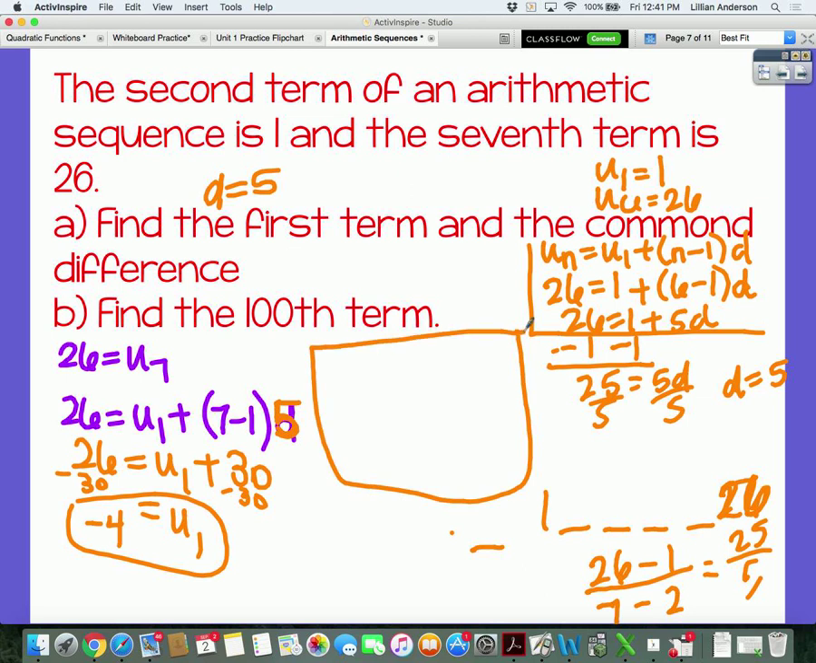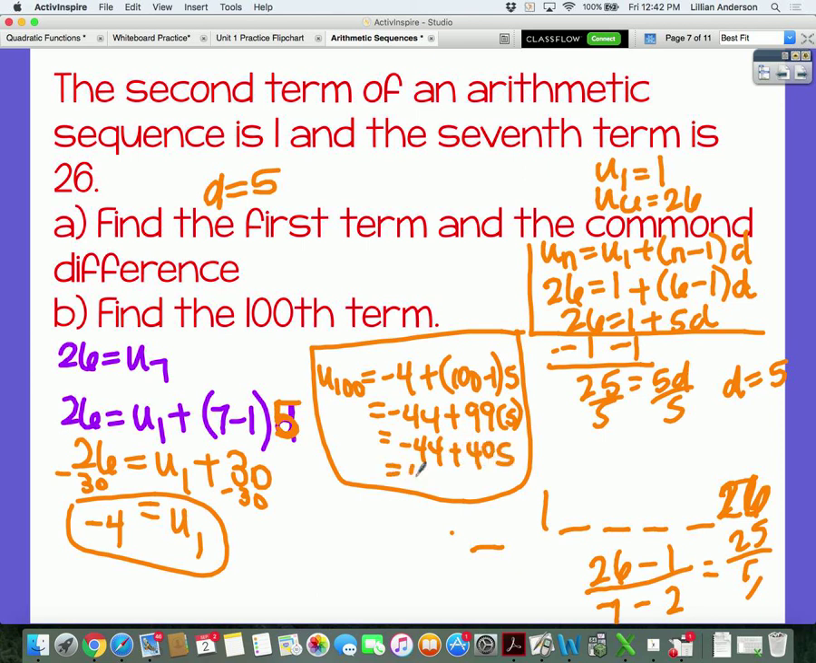491. So you plug in 100 for n. Your first term is negative 4 plus 100 minus 1 times 5. What's 99 times 5? 495. You subtract that and 4. 491. So it's not 44, it's 4. It's just 4.